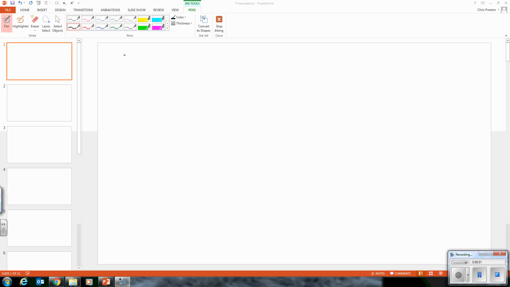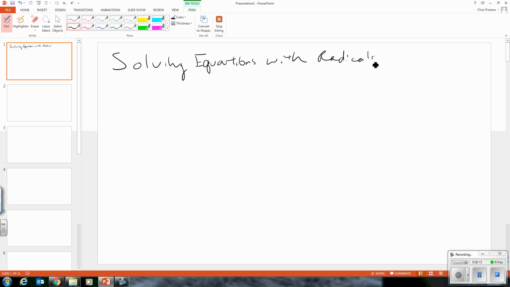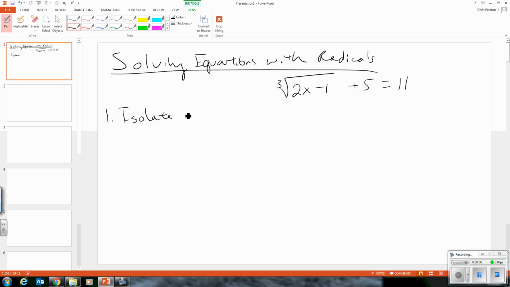Let's look at solving equations with radicals. So let's say we had the cube root of 2x minus 1 plus 5 equals 11, and we wanted to solve that. So the first step you want to do is isolate the radical.